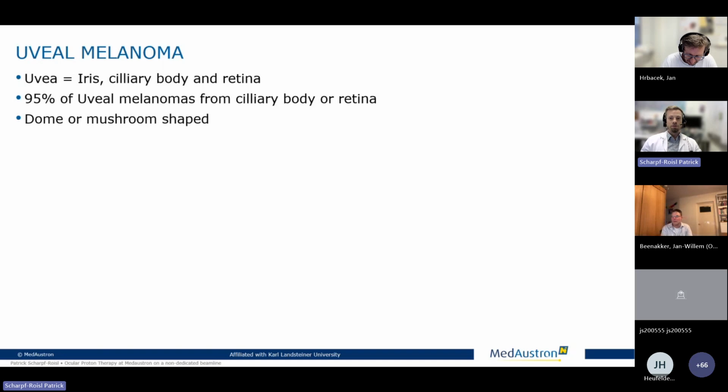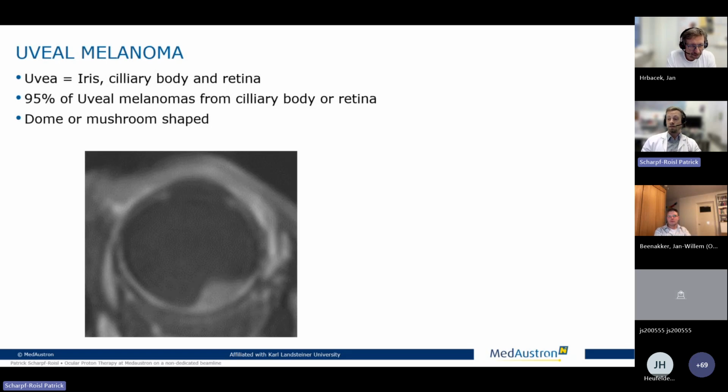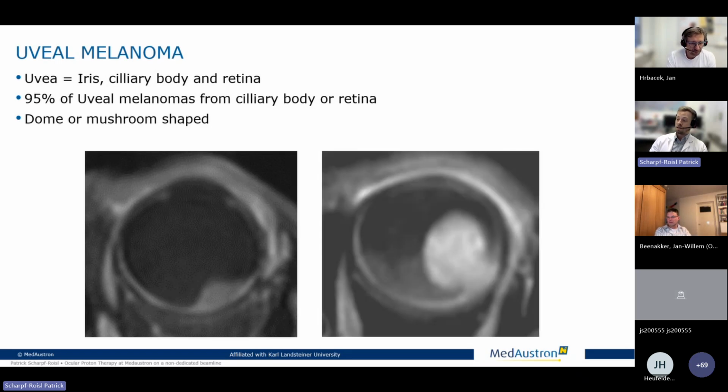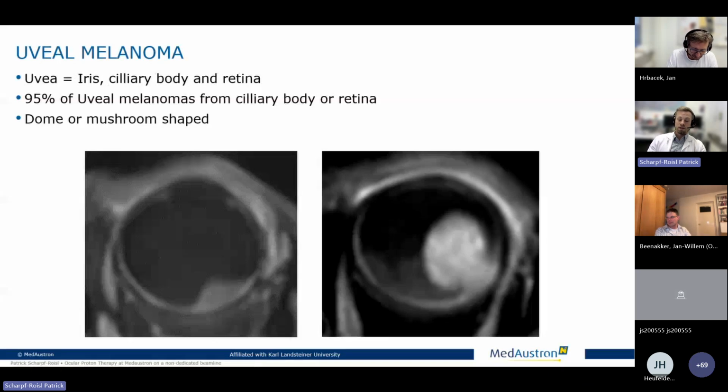I will give a short introduction about uveal melanoma, but just very superficial, because I guess most people here have a lot of knowledge on uveal melanoma. So the uvea is consisting of the iris, the ciliary body, and the retina. 95% of uveal melanomas actually come from the ciliary body or the retina. And I also have to say that at the moment we're not treating iris melanoma. They can occur either dome or mushroom shaped, mostly if they extend beyond a specific size. They sometimes break through a membrane and then build this mushroom shape inside the vitreous body.